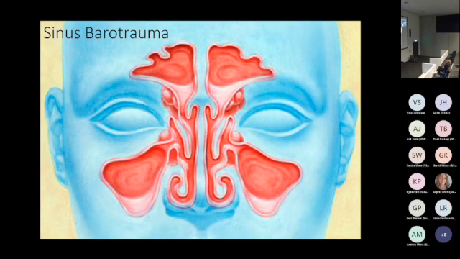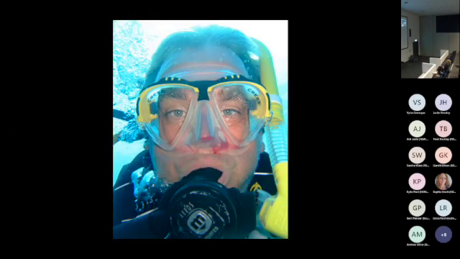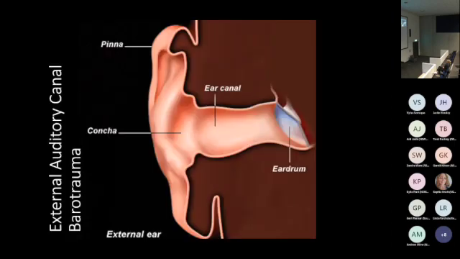Other air-containing things that have walls that will not change are your sinuses. Certainly, if you aren't able to equalize your sinuses, you'll have a very bad day, especially as you go down. It'll hurt. As you come up, you'll start bleeding out of your nose, and you'll see all these things.